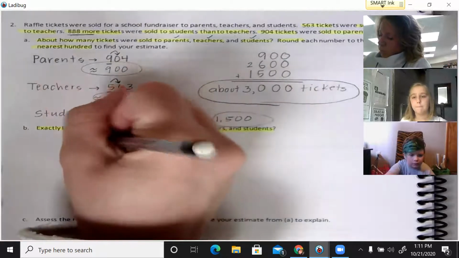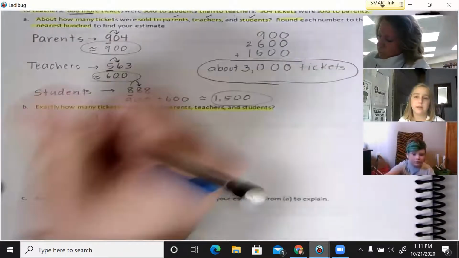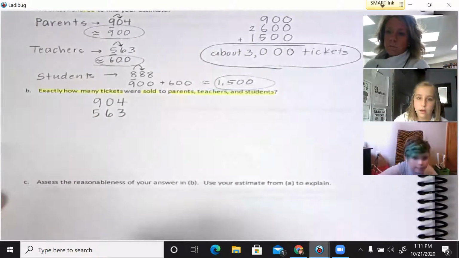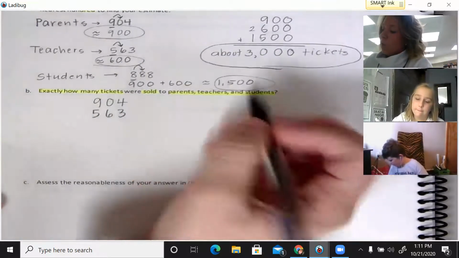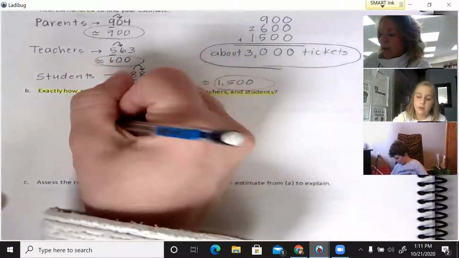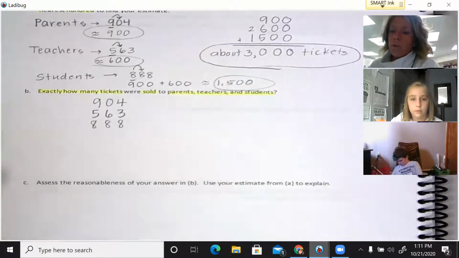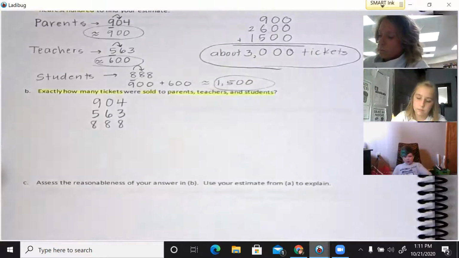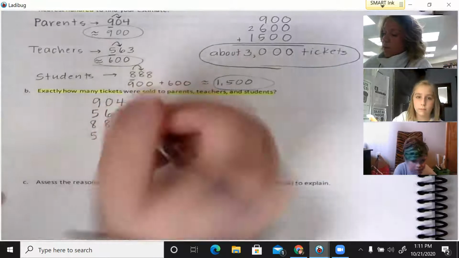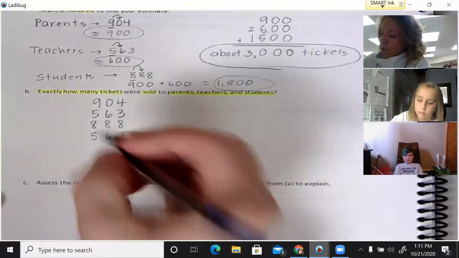904. How about teachers? 563. And how about students? 1,500. No, that's our estimate answer. We want to use the actual. So we're going to add the 888, but not just 888. We need to add something else also. What else do we need to add? The 563. Right, because this was this many more than what was sold to the teachers. So we need to add both of those.